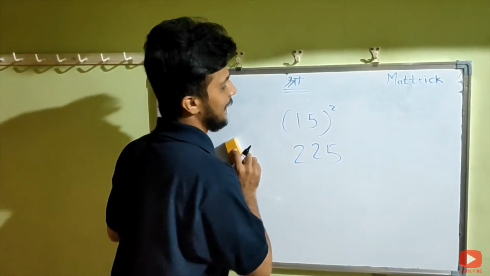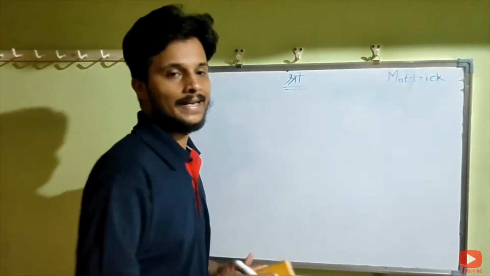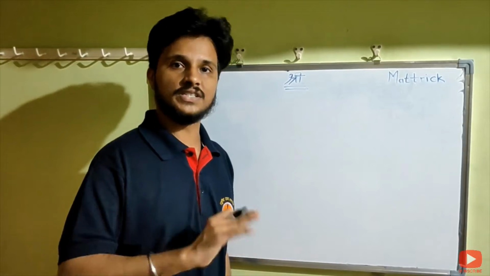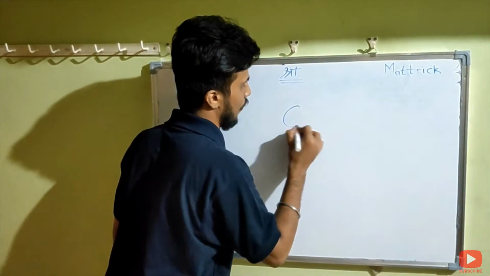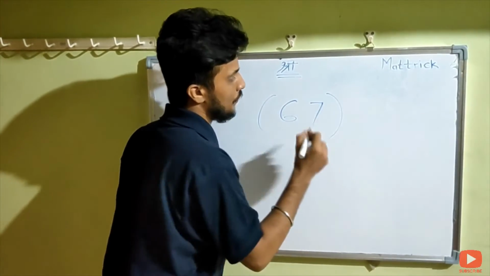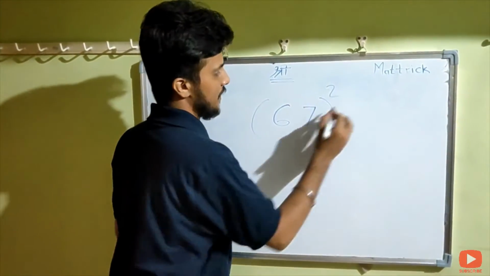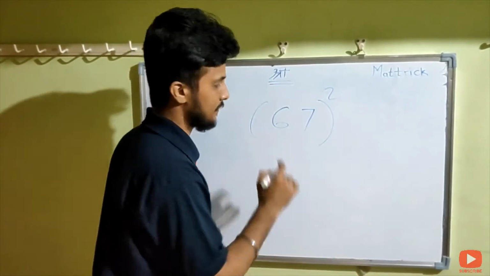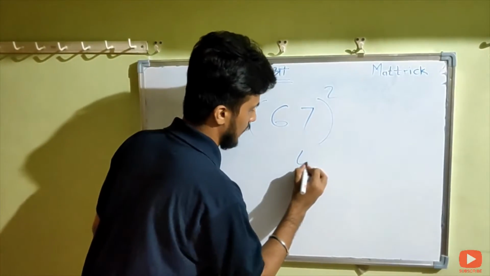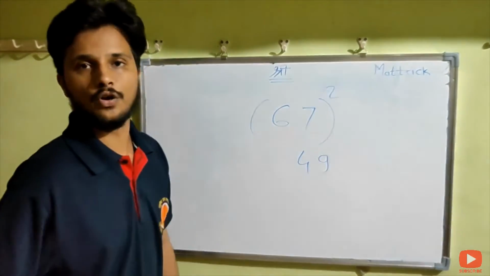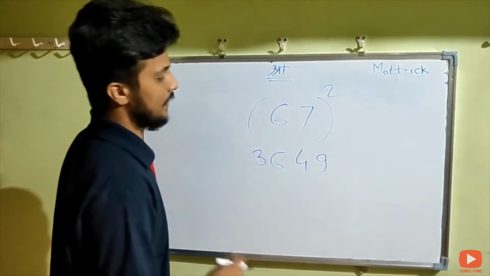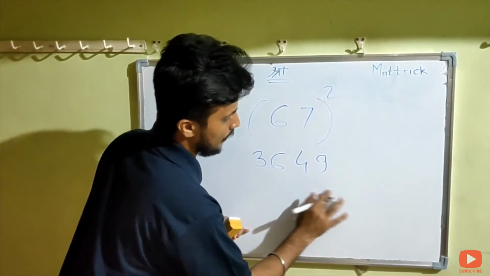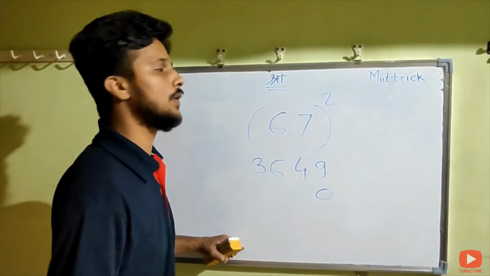So, what is the second category? The second category is the rest of the numbers which don't have 5 at their unit place. Let's say we want to calculate the square of 67. So what will we do? What is the square of 7? We will write that as it is. The square of 7 is 49. Then what is the square of 6? It is 36. That also we will write as it is. Then we will leave this place, or you can write 0 here, whatever you want.